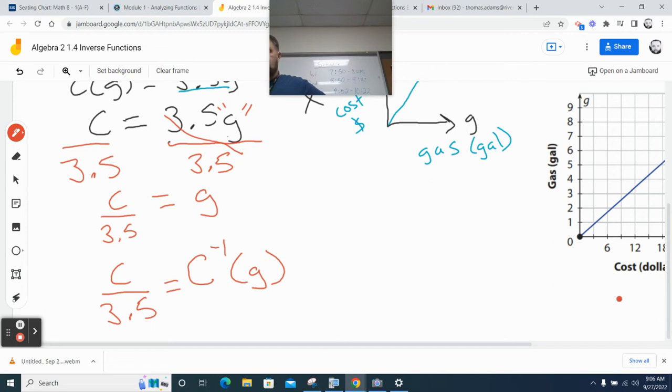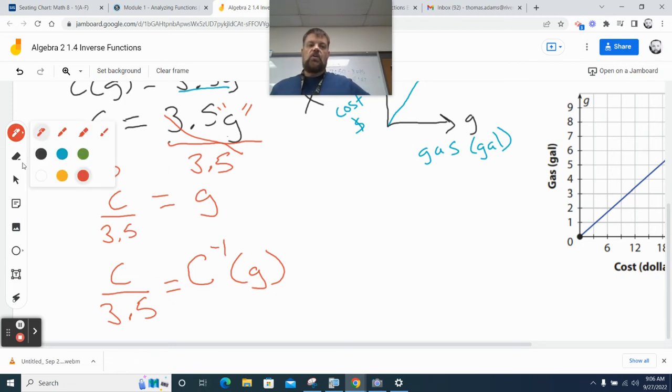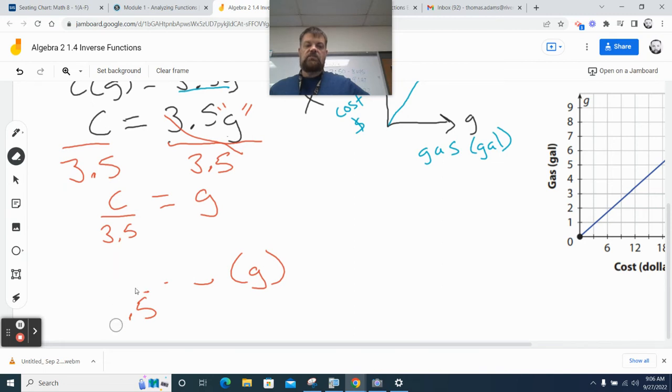Wow, I got to think this through. I'm going to plug in the cost. Well, don't worry about this notation. This is how they have it in your book. I kind of opened up a can of worms by starting to write it down that way. So this is the inverse function.